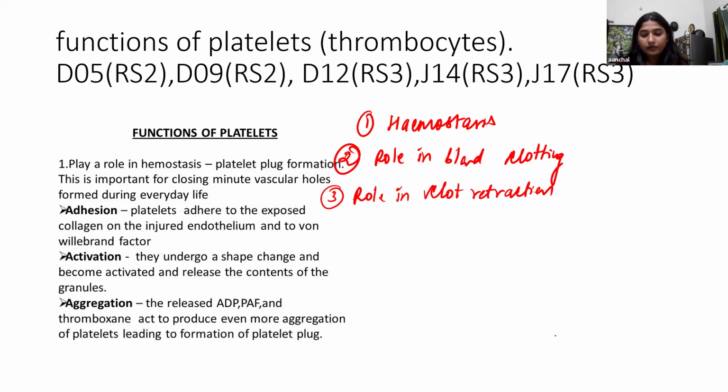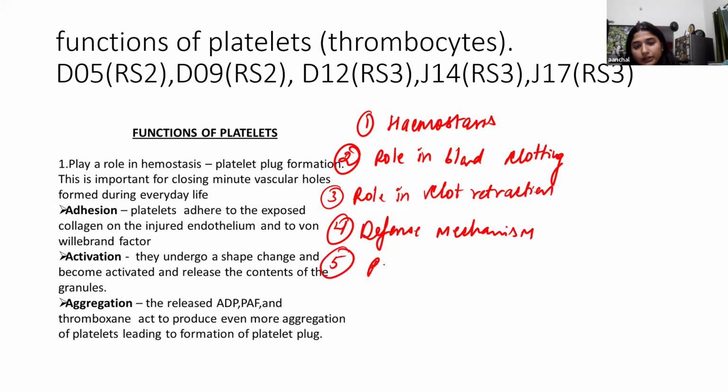Then another we have is the role in defense mechanism. Platelets are also responsible for providing defense by the property of agglutination. Platelets encircle the foreign particles and destroy them. Then the role in repair of ruptured blood vessels. Platelet-derived growth factor, formed in the cytoplasm of platelets, is responsible for the repair of the endothelium and other structures of the ruptured blood vessel.